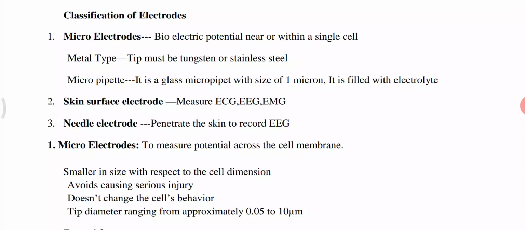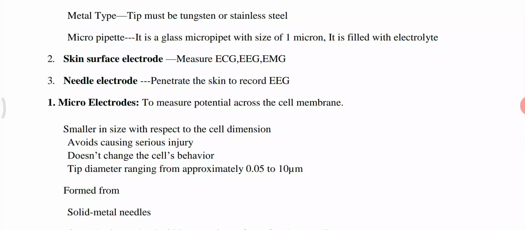Next is the needle electrode. The needle electrode is also known as the depth and needle electrode. These are used to measure the bioelectric potentials of highly localized extracellular regions in the brain or bioelectric potentials from a specific group of muscles. That is, it will penetrate the skin to record the EEG. So we take the extracellular regions in the brain or the bioelectric potential from the group of muscles. That is called a skin surface electrode, or depth and needle electrode, or the microelectrode.